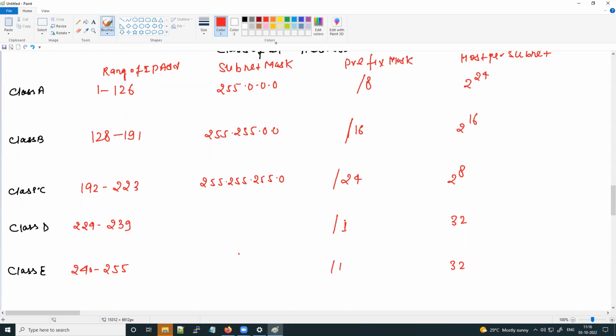Now, the class A IP addresses start from 1 to 126. The subnet mask is 255.0.0.0 and prefix mask is /8. Similarly, class B is 128 to 191. And if you see very carefully, 127 is missing.